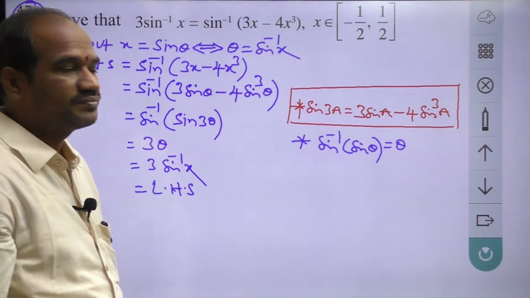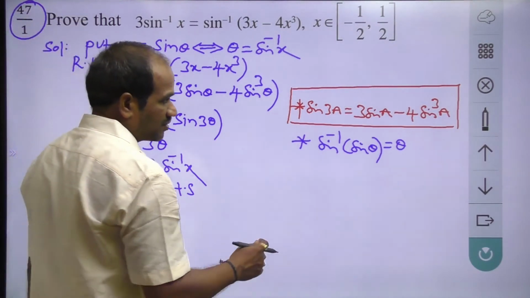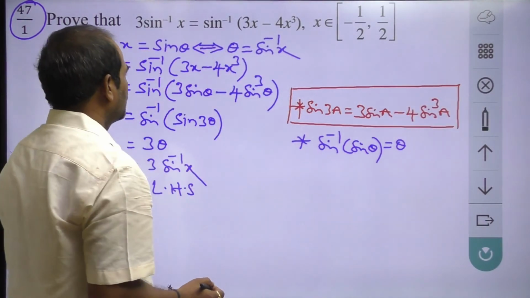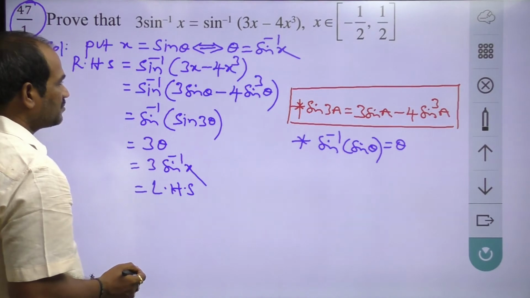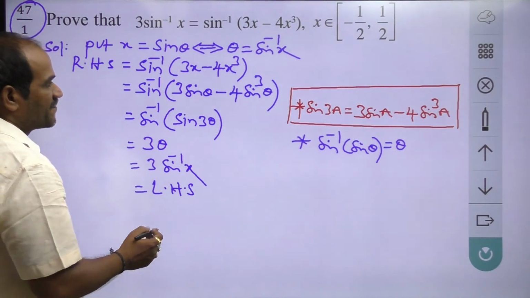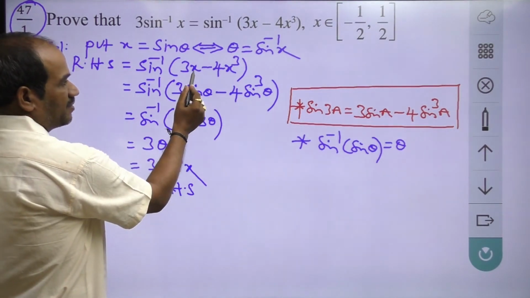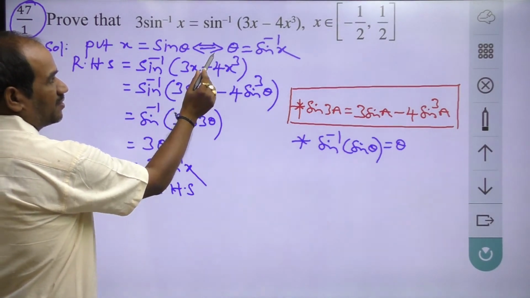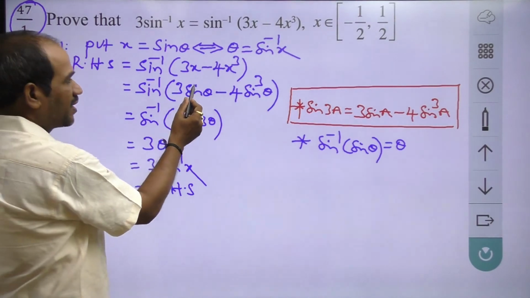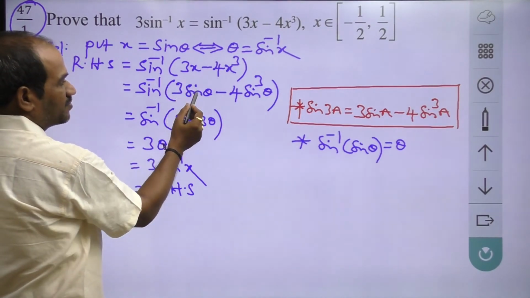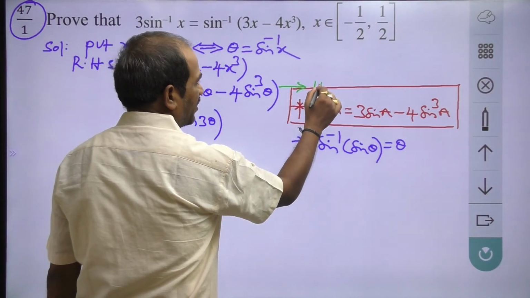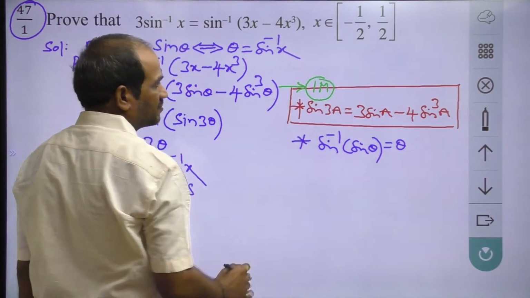See here, one more time, the scheme of evaluation. First, replace x by sin theta, taking the RHS value. Writing this step here is given 1 mark in the scheme of evaluation.